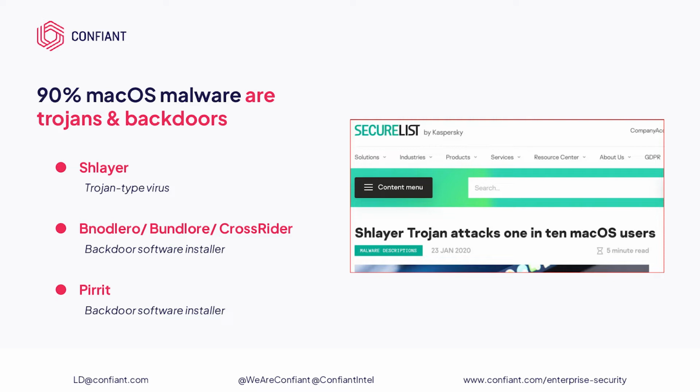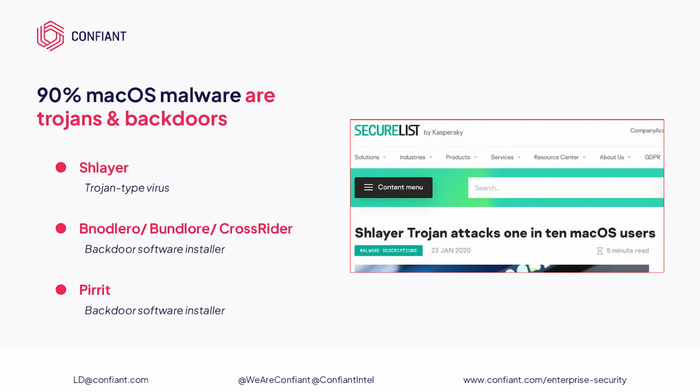Of which the big three families: Slayer, obviously we talked about, that's a Trojan type virus. Bundlor, Crosswriter, for a variety of different names, is a backdoor software installer, and Pirit is the third major family. All of those today serve adware as the primary attack type, but what they are themselves, what is Pirit, what is Slayer, what is Bundlor, those actually matter quite much more because they can be used for other purposes.